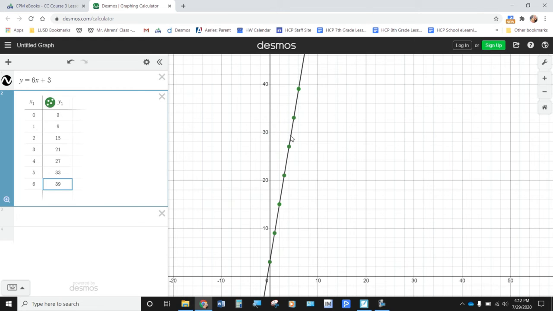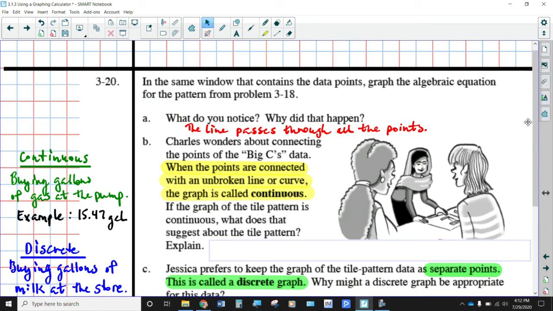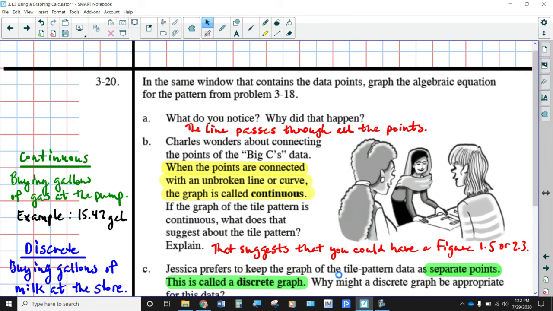So there are some situations where it's appropriate to connect the dots with a line, and there are other situations where it's not appropriate, okay? So if the graph of the tile pattern is continuous, what does that suggest about the tile pattern? That suggests you could have like a figure 1.5 or a figure 2.3.